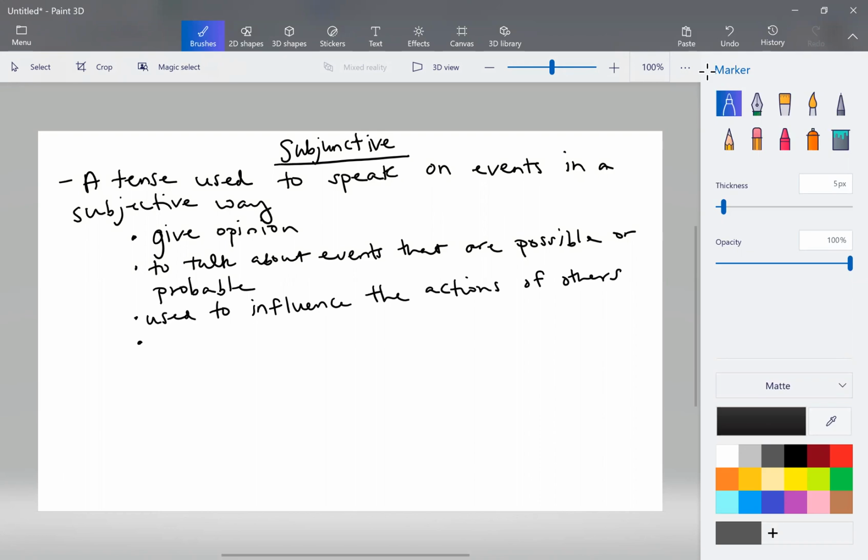And it can also be used to talk about things that may or may not exist.